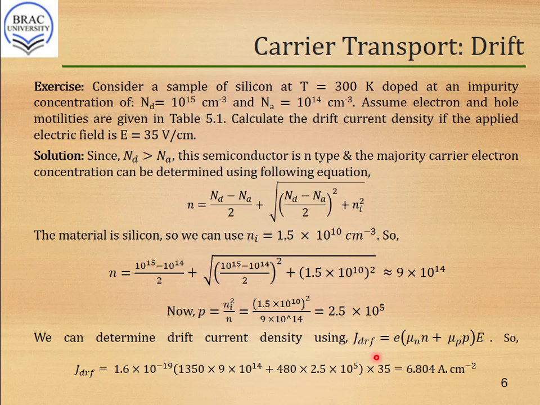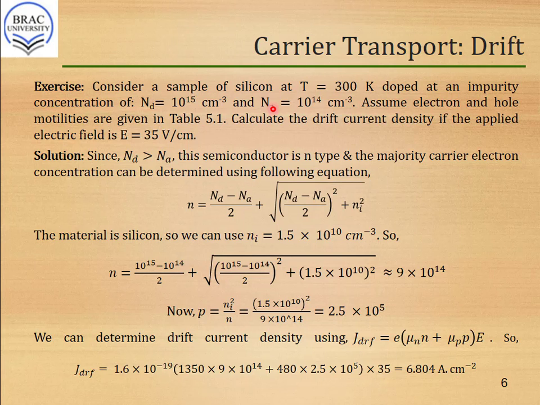Back to the problem. So in this case, you can see obviously Nd is greater than Na. That means in the silicon slab, the concentration of donor atoms is higher than the concentration of acceptor atoms. That means essentially this silicon is an N-type silicon.